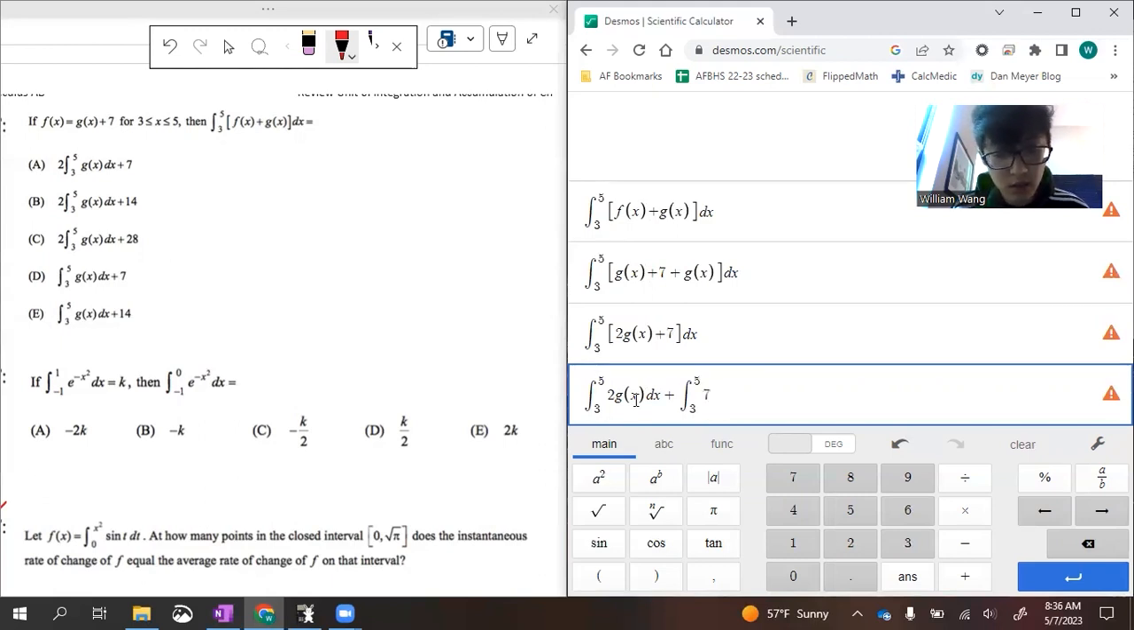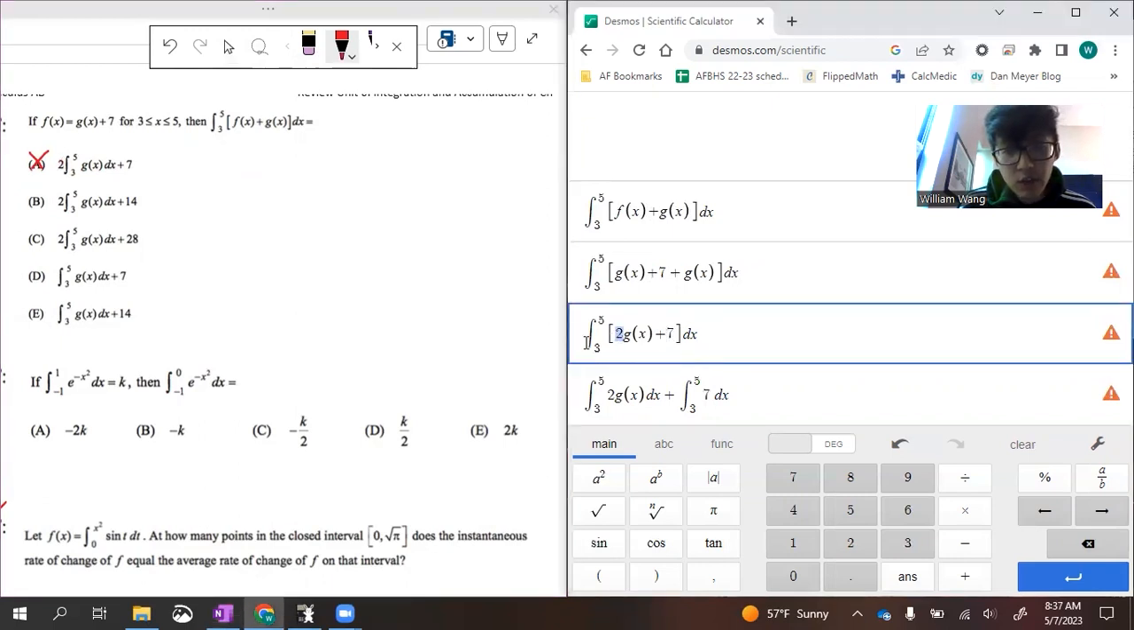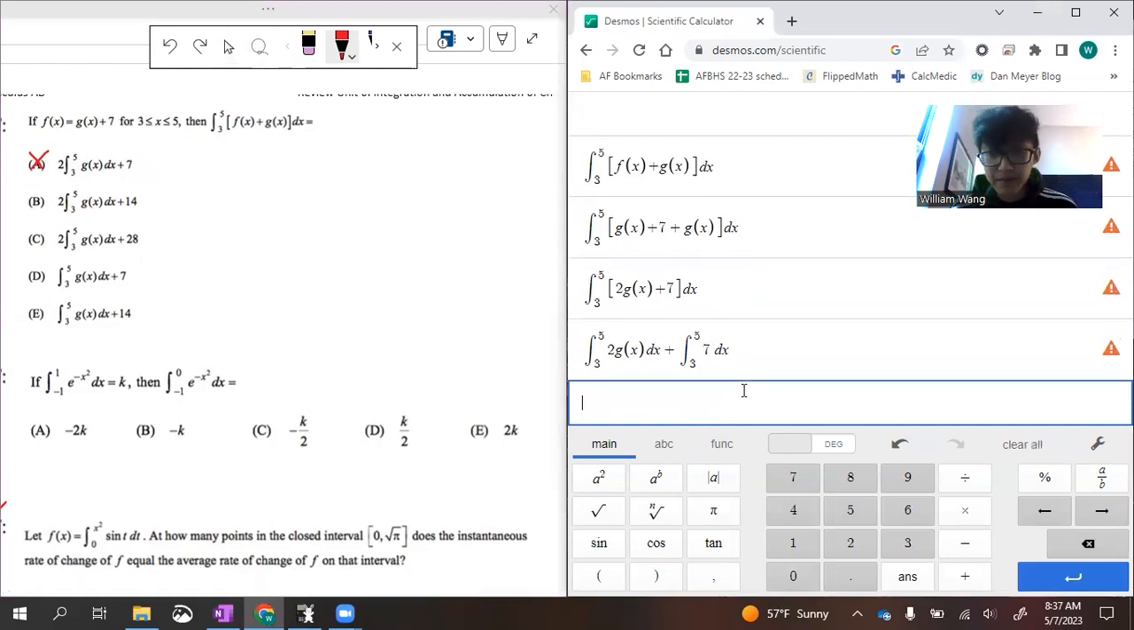7 dx. All right, one trap answer. Make sure you do not fall for this. Do not fall for A, because, yeah, it looks like there's the 2g of x and the 7. However, I can take the 2 out of g of x. However, I cannot take it out of the 7. Or if I did, it would have to say 3.5, which it does not say here. So A is not the right answer. All right. 2g of x dx plus the integral from 3 to 5 of 7.